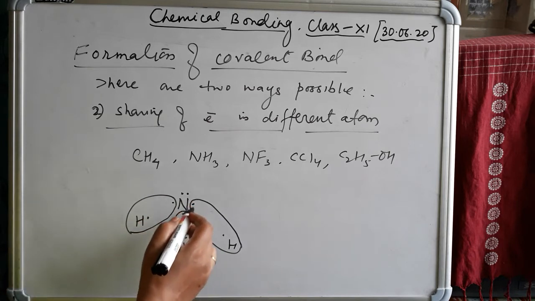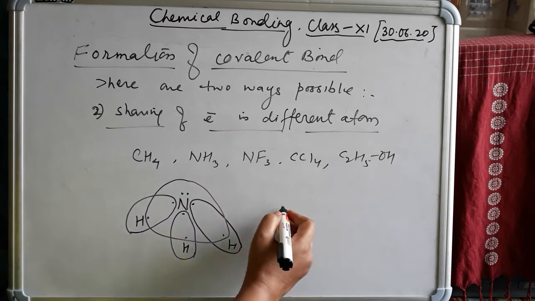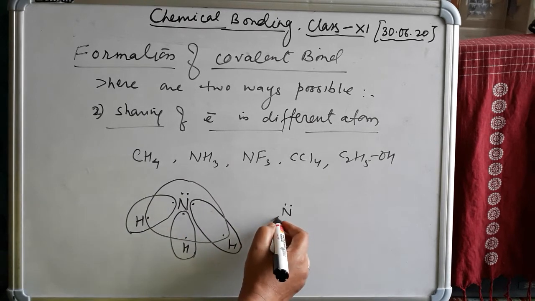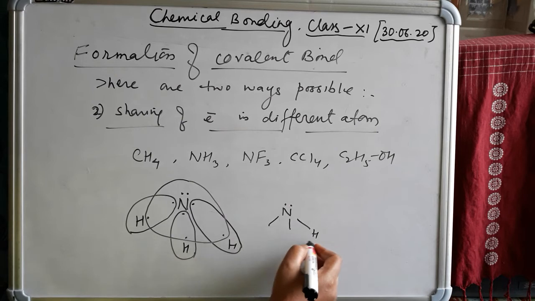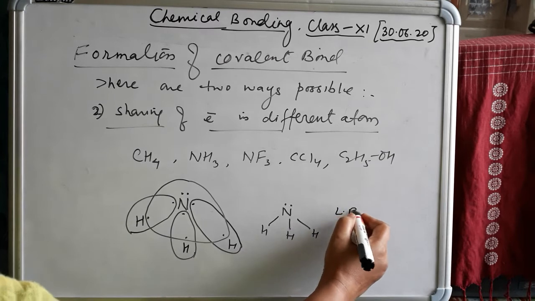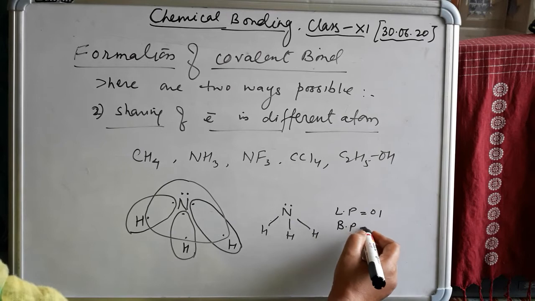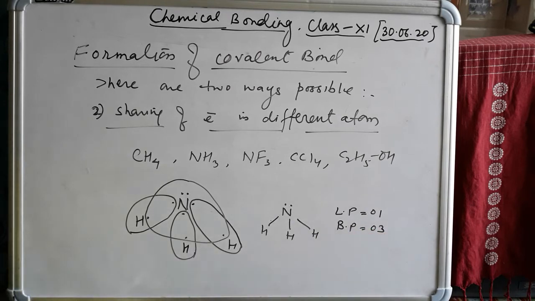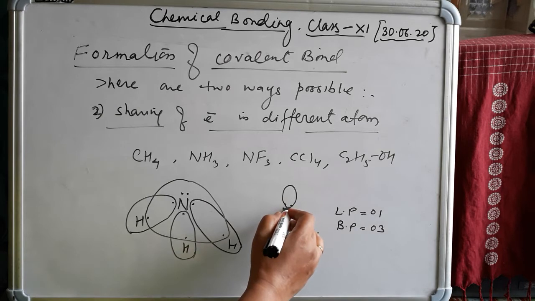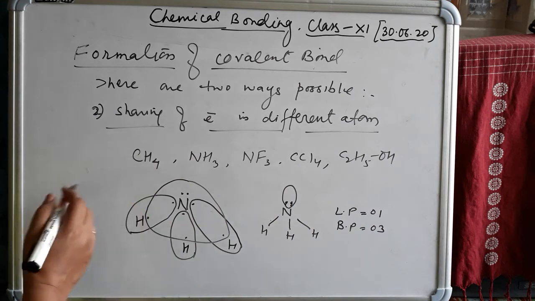And nitrogen has 5 valence electrons. By taking 1, 2 and 3, it completes its octet. In this way nitrogen forms 3 single bonds with hydrogen. So how many lone pairs? Lone pair 1 and bond pairs 1, 2, 3. So bond pairs are 3 and lone pair is 1. This is called a lone pair because this electron pair does not participate in the bond formation.